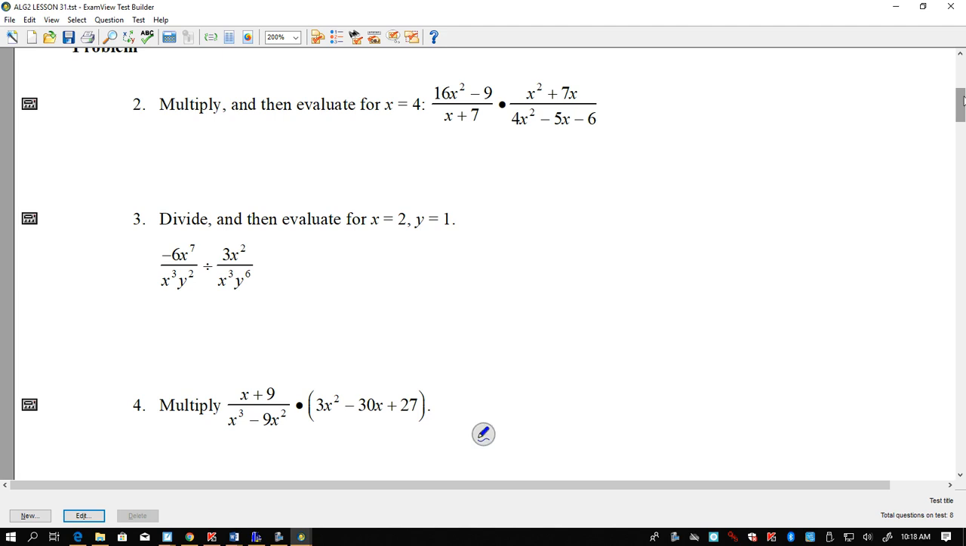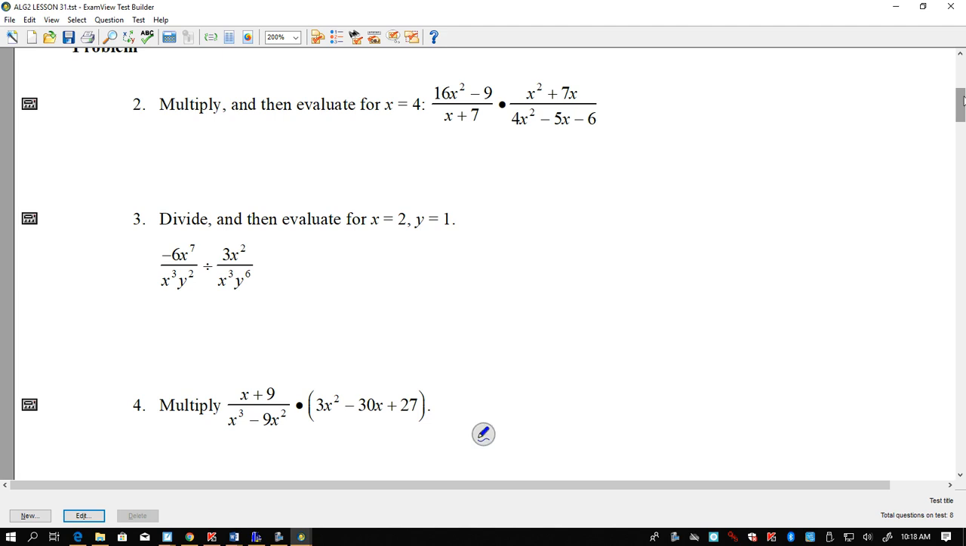What about x plus 7? X plus 7 eliminates out in both, right? So what it looks like is, and you'll have to check the answer key to see, we would get x times 4x minus 3 all over x minus 2. What's the answer key say on this? It's 4x squared minus 3x. Okay. 4x squared minus 3x.